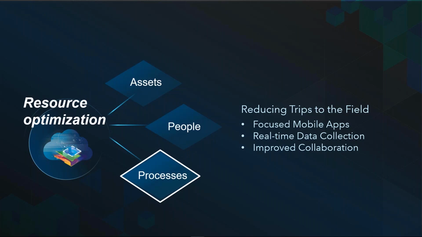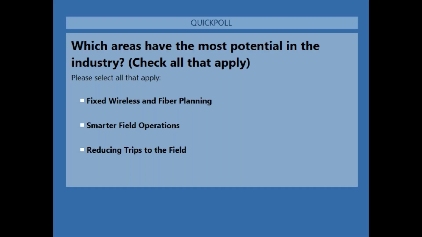We've seen 3 ways to optimize resources, and I'm wondering, how does the audience view this? If you would take a moment for another poll question, please answer this: which areas do you think have the most potential in the industry? And you can check all that apply. I'm guessing that one or more of these has jumped out at you as having potential for the business. Would it be around fixed wireless and fiber planning, improving field operations, or reducing trips to the field?